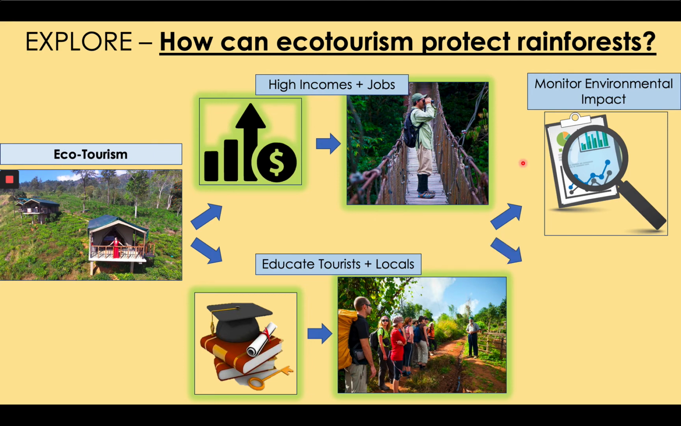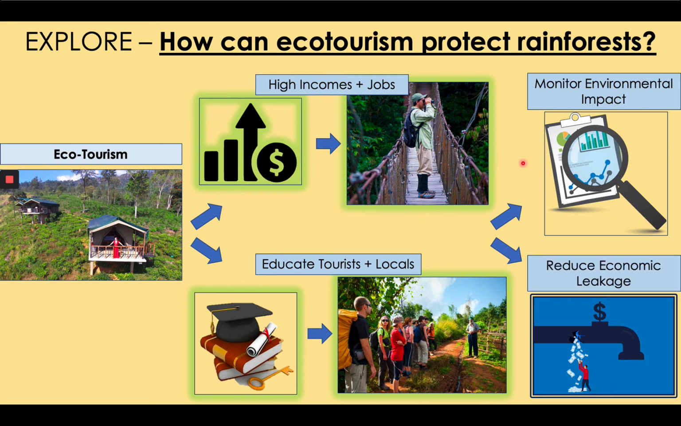And secondly, a government needs to prevent economic leakage. It needs to ensure that the jobs from ecotourism go to the local people and that the companies that are running the tourism and the tour guides and the hotels are from that country. For example, Malaysian-run hotels or Brazilian-run hotels or Costa Rican-run hotels.